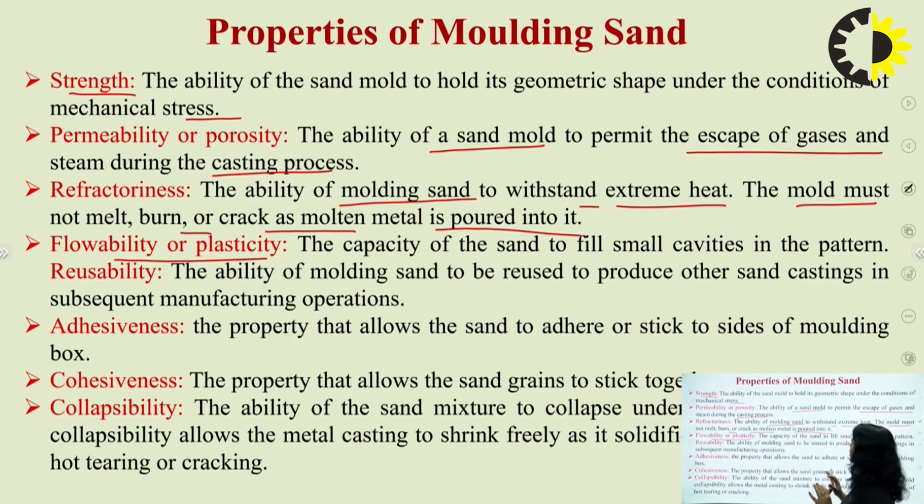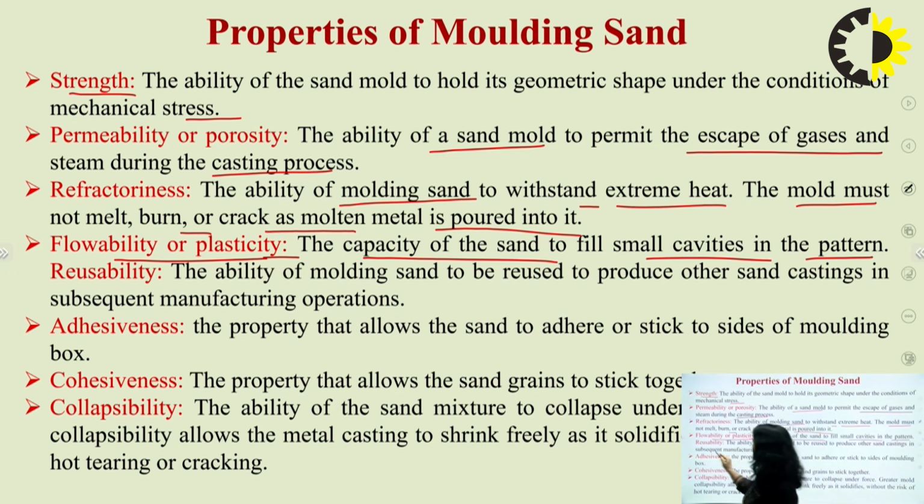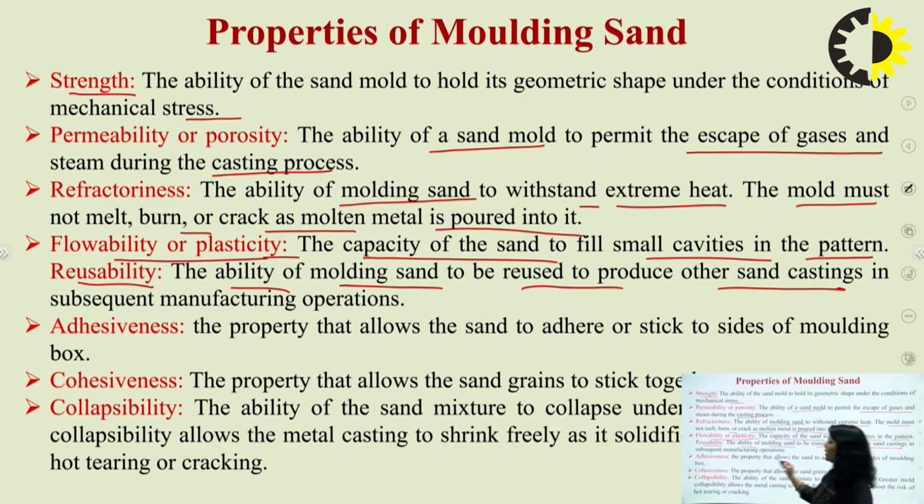Then it should have flowability or plasticity also, so that the sand can fill each corner of the box. It is the capacity of the sand to fill small cavities in the pattern. Reusability means it can be reused, that is, the ability of a molding sand to be reused to produce other sand castings in subsequent manufacturing operations.